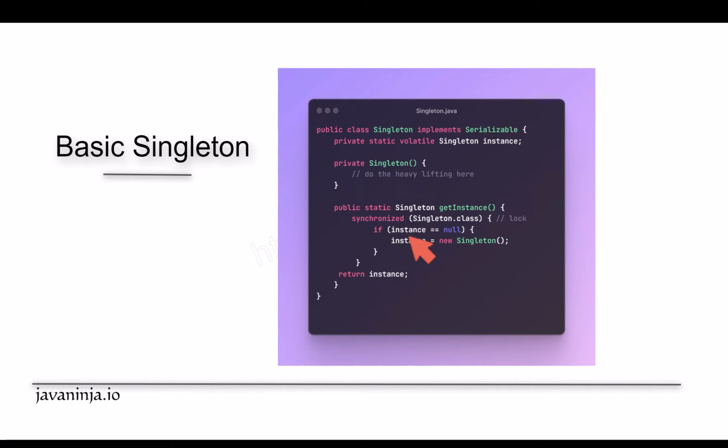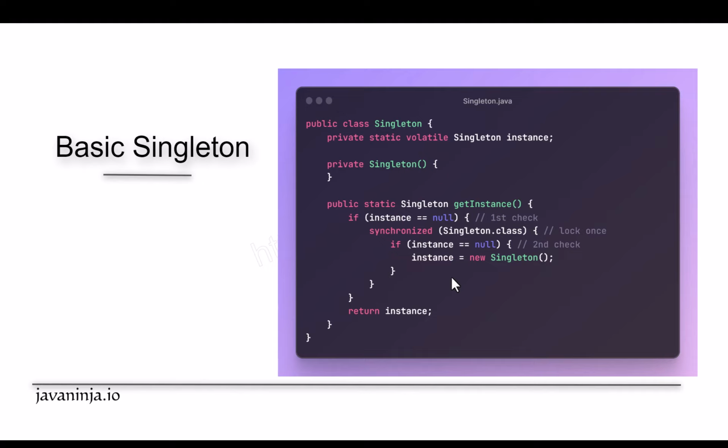So to avoid this behavior, we have a better method which is called double check locking. Now this is the implementation of double check locking. That means we are locking twice. We are checking twice and locking once. First check is here. If instance is null, then only go inside this block.